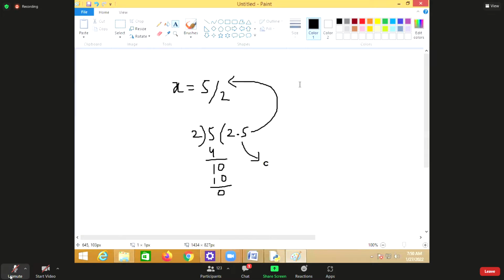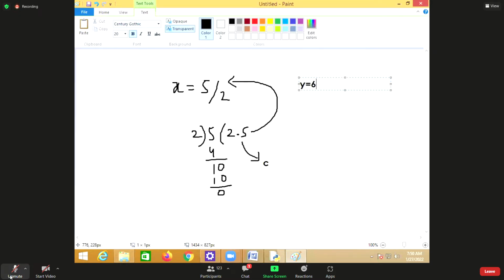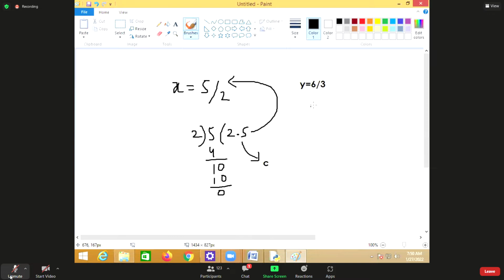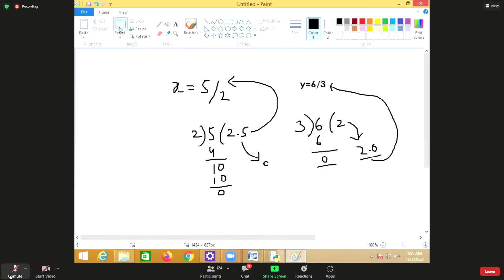In the same way, if I'm writing y equal to 6 divided by 3, where 6 is the numerator and 3 is the denominator, how many times? 2 times. And what is the remainder here? 0. So what is the value of y? 2.0. You always get the result in float type. So this is the float division operator.